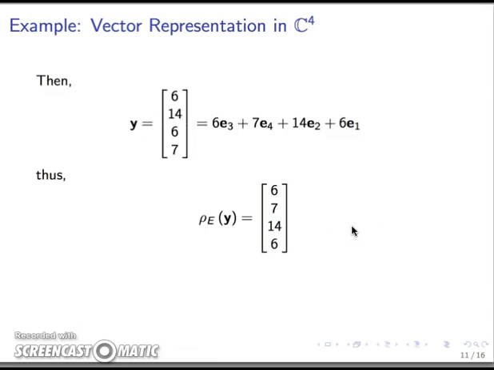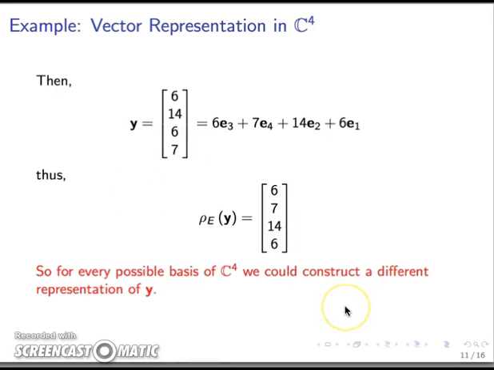Now they appear here listed in a different order, which means that when we write down the linear combination relative to E, we're multiplying by each of those vectors. So we have to multiply 6 times E3, 7 times E4, and so on, right? And so now we have a vector representation relative to E that reads 6, 7, 14, and 6, and this is not identical to the original vector as it was when we were looking at the basis D. So for every possible basis of C4, we could construct a different representation of y.